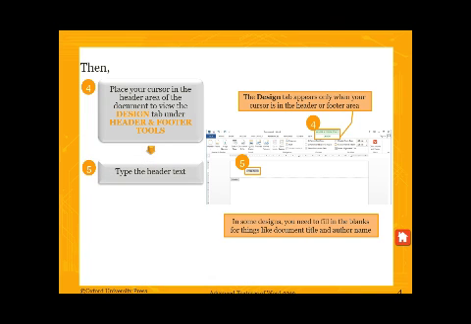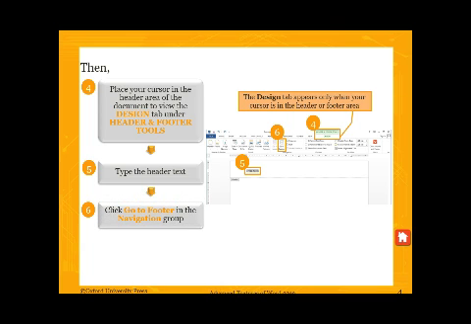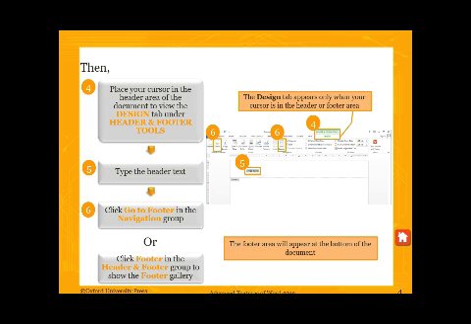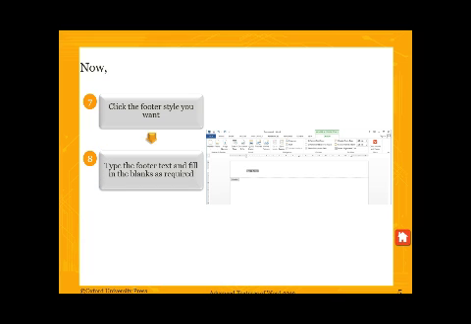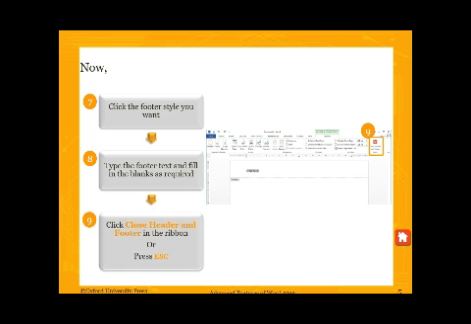Type the header text. In some designs, you need to fill in the blanks for things like document title and author name. Click Go to Footer in the navigation pane, or click Footer in the Header and Footer group to show the footer gallery. The footer area will appear at the bottom of the document. Now, click the footer style you want. Type the footer text and fill in the blanks as required. Click Close Header and Footer in the ribbon or press Escape key.